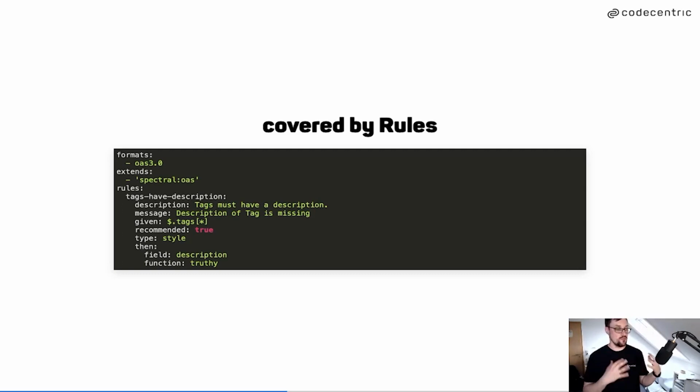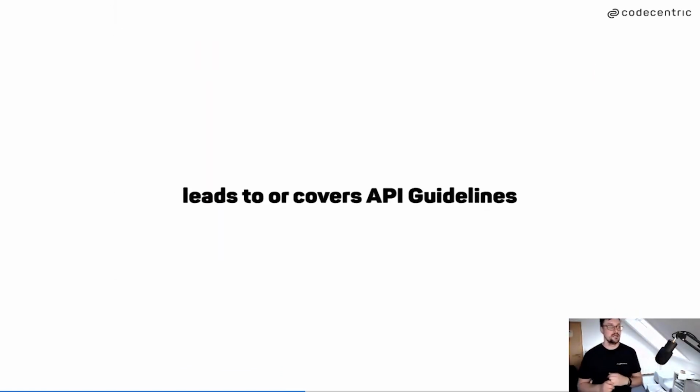So with this ruling and the rule sets, we are able to create our own governance, hopefully covered by API guidelines. So when we use these rules or rule sets of a lot of rules, this leads to API guidelines, or it covers API guidelines which still exist. So hopefully we have some API guidelines, and hopefully they were not just copied from somebody else, so they really fit our organization or company.